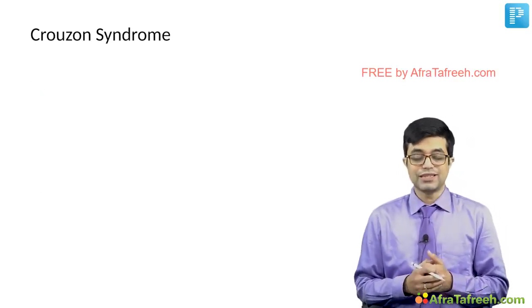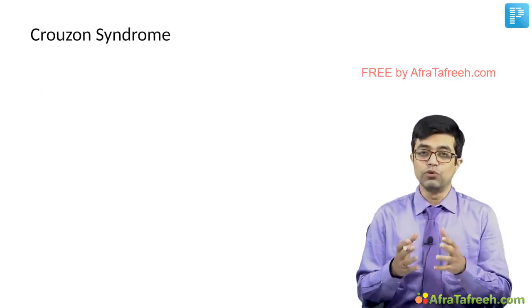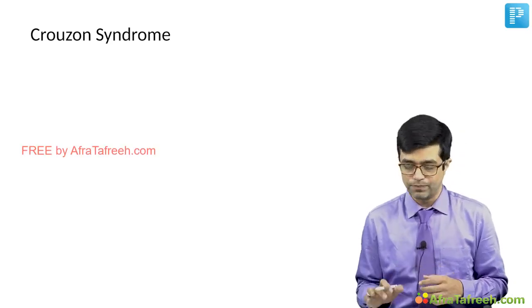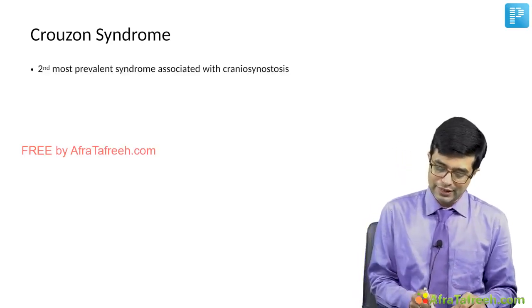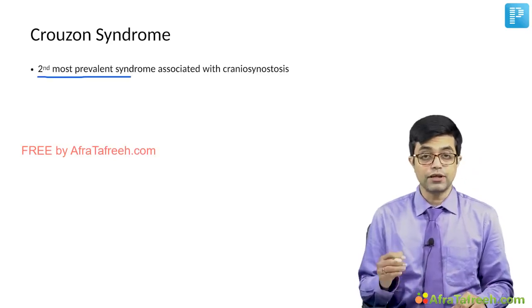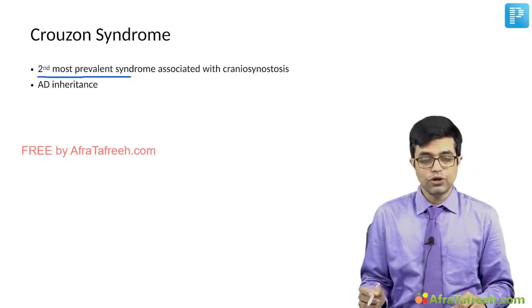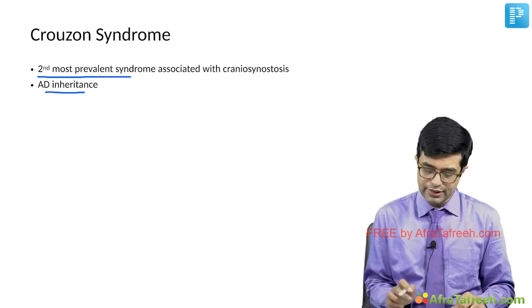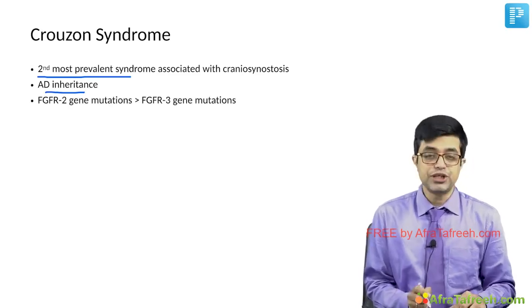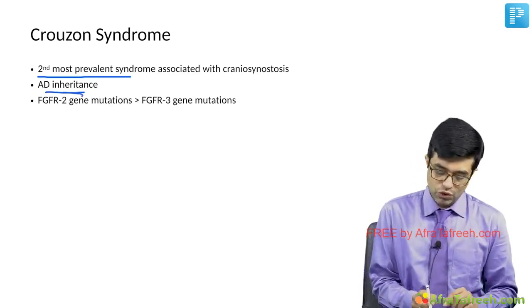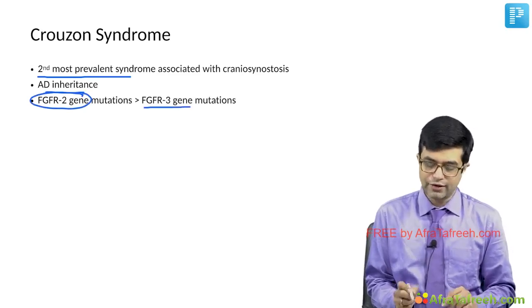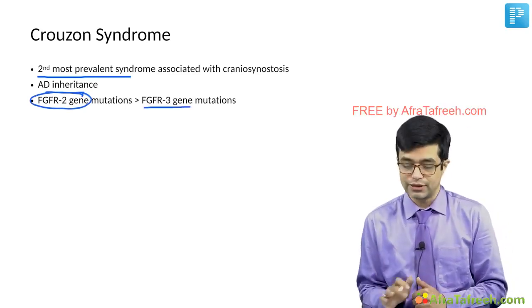Now moving to the second most common and more popular syndrome, called Crouzon syndrome. Crouzon syndrome, as I said, is the second most prevalent syndrome after Saethre-Chotzen syndrome. It also shows autosomal dominant inheritance. It shows FGFR gene mutation. FGFR2 is more commonly seen, and FGFR3 can sometimes be seen.